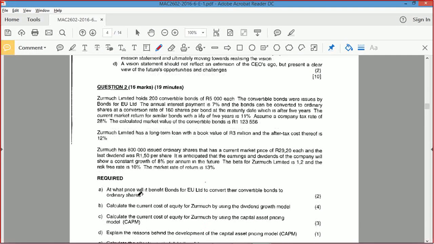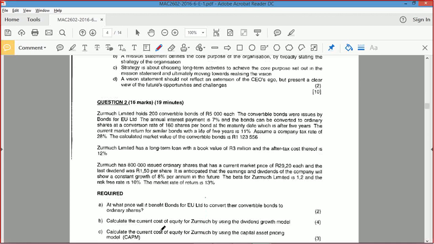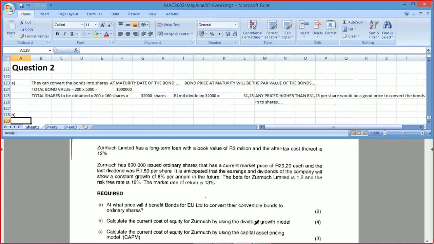B. Calculate the current cost of equity, using the Gordon growth dividend growth model. Dividend growth could also be Gordon growth, depending on what the question gives you. So, Z Limited. Draw a timeline.